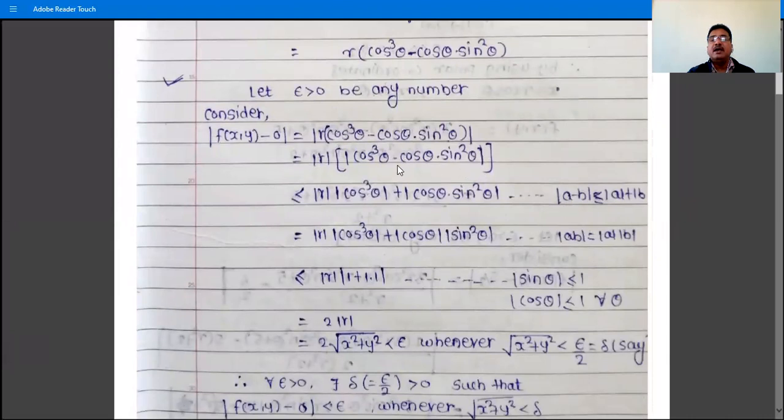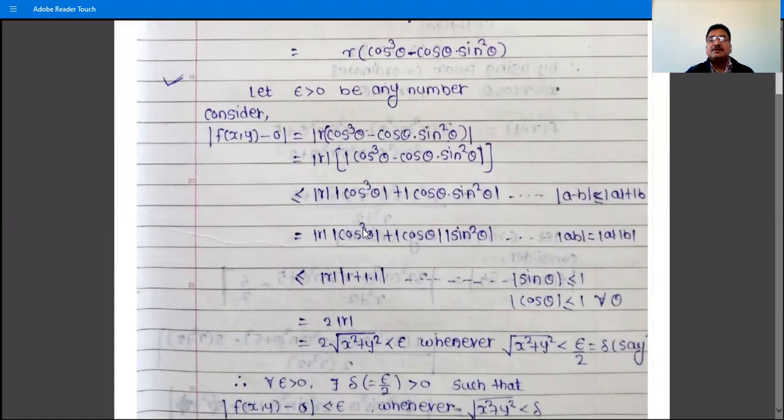And again mod a minus b is less than or equal to mod a plus mod b. Don't write that mod a minus b is less than or equal to mod a minus mod b. Mod a minus b is less than or equal to mod a plus mod b. So it is mod, write in bracket, mod cos cube theta plus mod cos theta into sine square theta. And then separate mod, because mod a into b is mod a into mod b. So write here less than or equal to because of this.